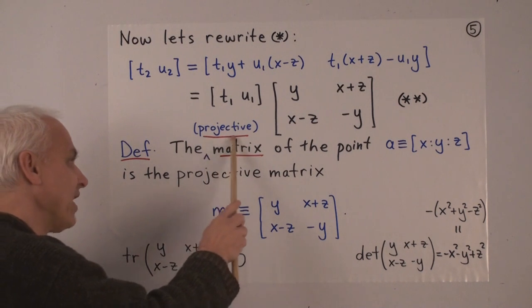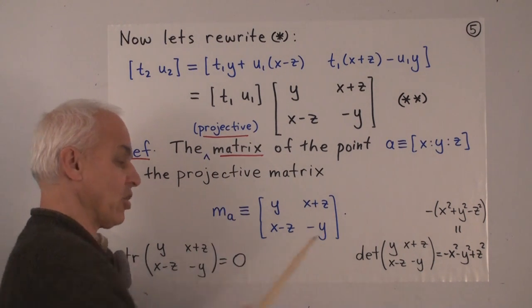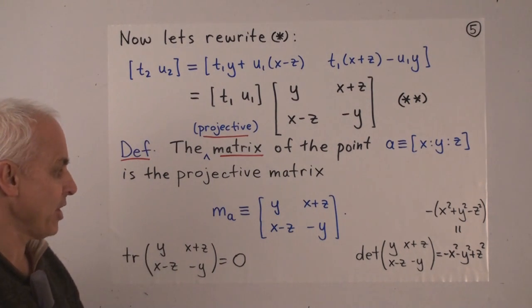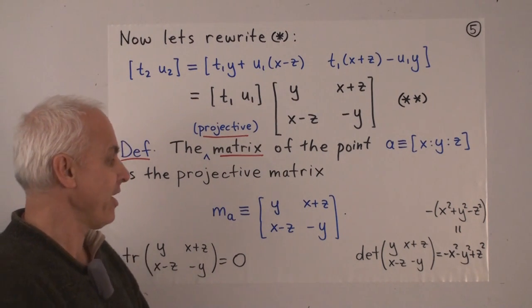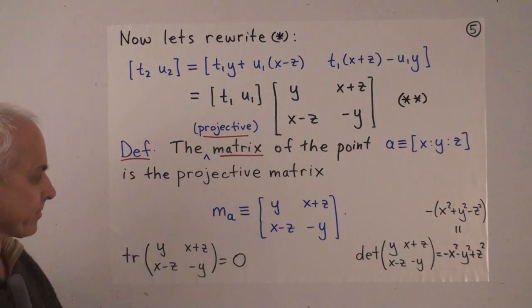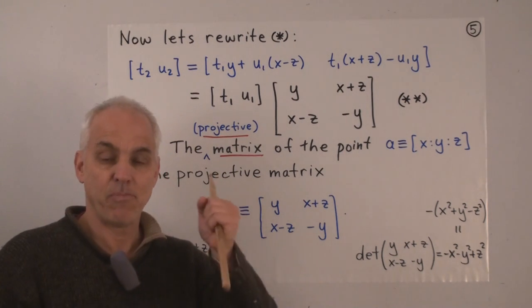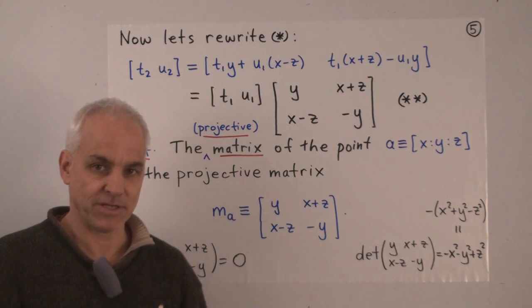And if we want to, we'll say it's the projective matrix, because it really is a projective matrix. It's only defined up to multiplication by a scalar. You can multiply all the entries by anything you want, as long as it's non-zero, and it's the same object. So what we're doing now is we're associating to a point in the plane this projective matrix.